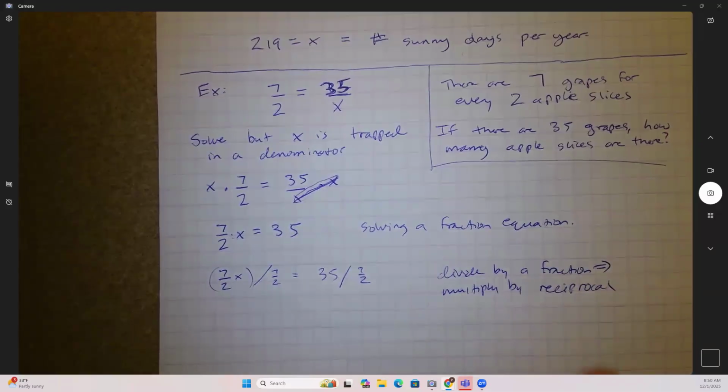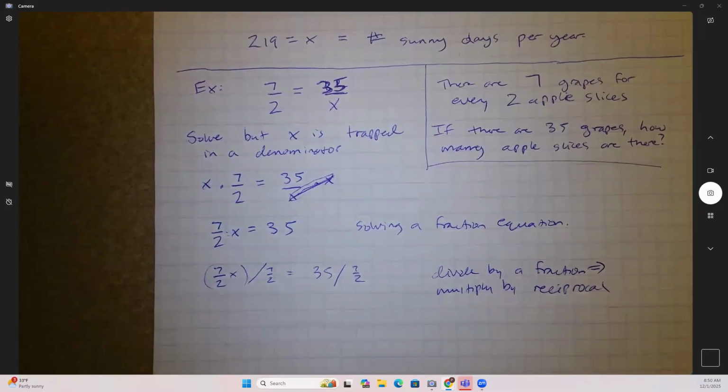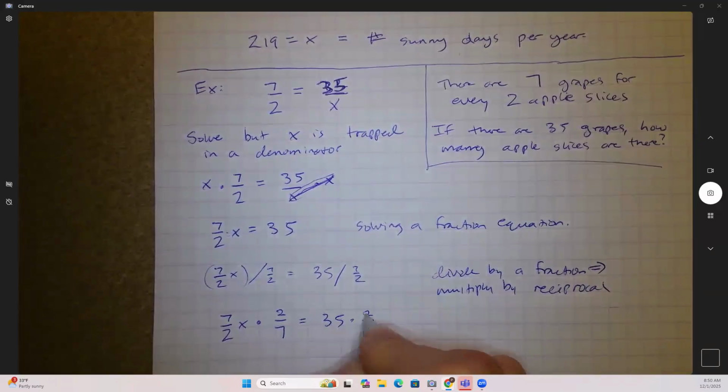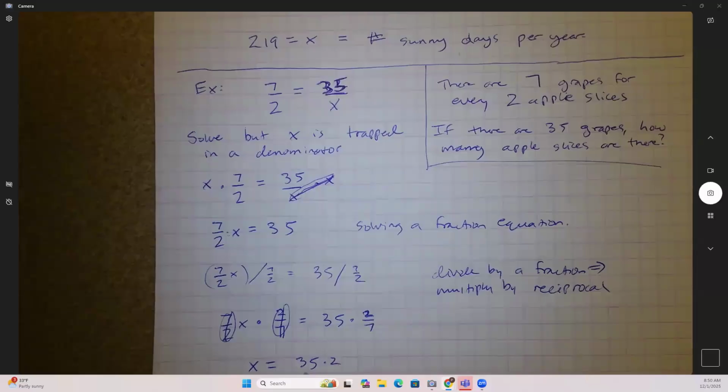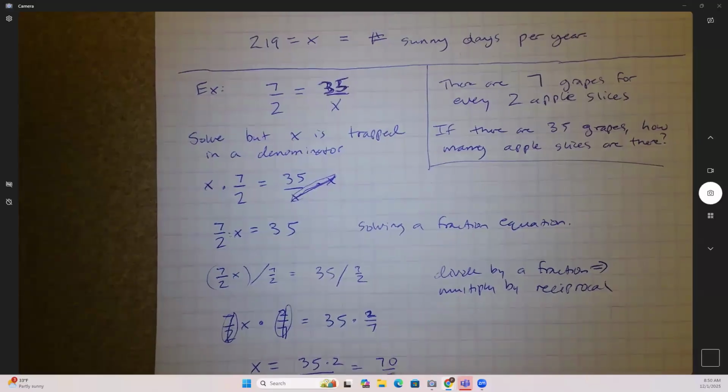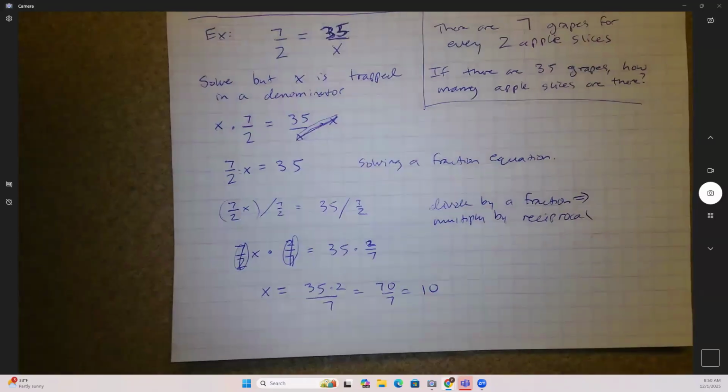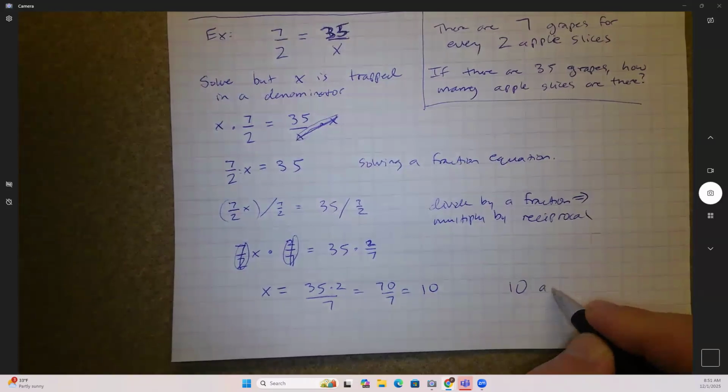So you still need to be working on your fraction skills because they still come up when you're doing other types of mathematics. So really, I want 7/2 x, and I'm going to multiply it by 2/7. Because that's going to cancel the 7/2, leaving me x on the right side, and then 35 times 2 all over 7, which is 70 over 7, which is 10. So there are 10 apple slices.